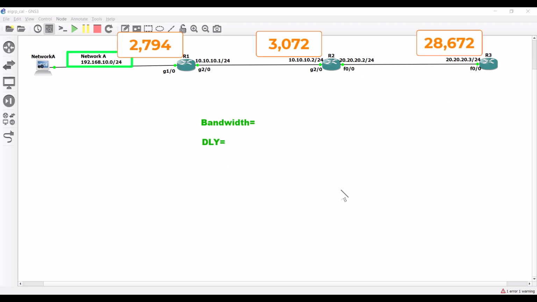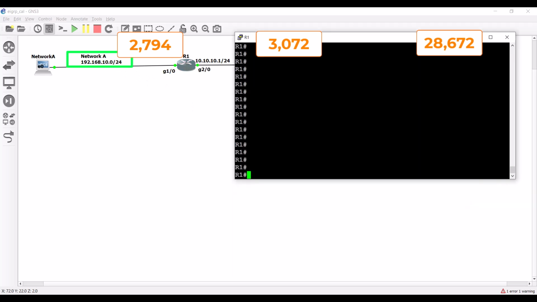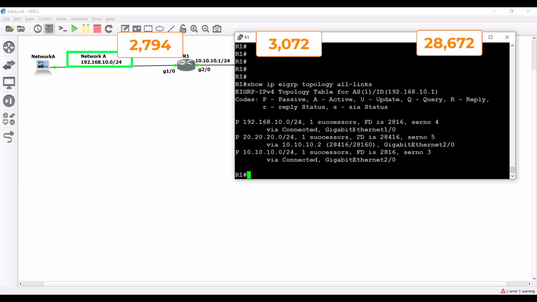Now it's time to test the answers to find out that we calculated metric correctly. To start the task, we need to see TT or topology table. So we're going to the nearest hop, router 1 right here. To show topology table, we input show ip and routing protocol. What is the routing protocol? It is EIGRP, and then we input topology. And after that, you can input the specific network to see that. But right now, I want to see all the links, so I input all-links. And then here we go.